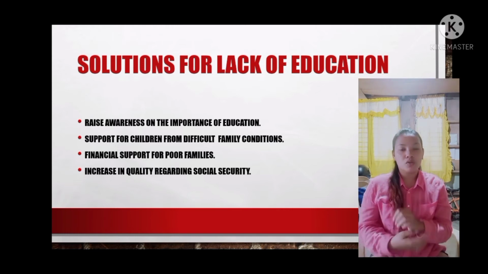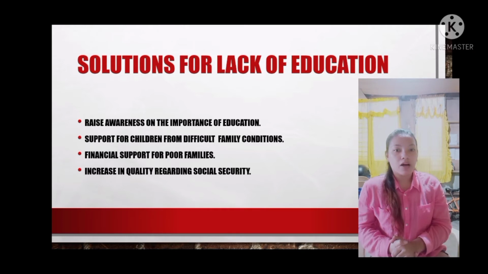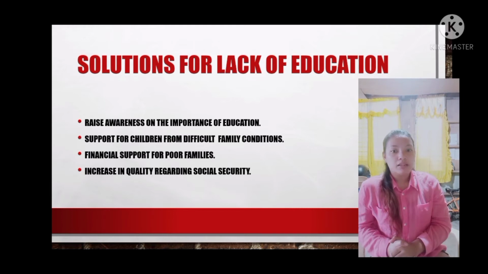Here are some solutions for lack of education. First, raise awareness of the importance of education. Many people might not even be aware of what a lack of education really means for their children. Parents may believe that a basic education taught at home is sufficient to succeed in life, since they do not know better. However, with ongoing technological progress, it is likely that education will be more important than ever to succeed in our present-day job market.